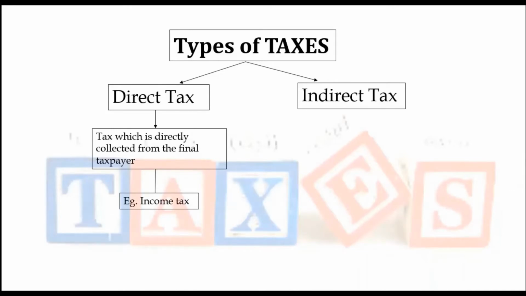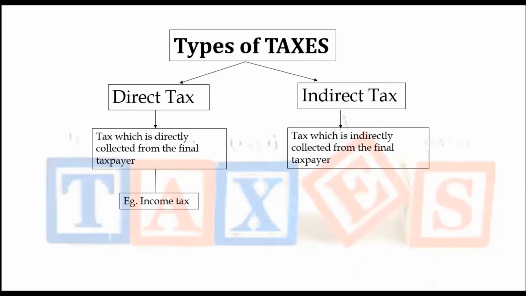Now the second tax is the indirect tax. Indirect tax means the tax which is indirectly collected from the final taxpayer. Means the final consumer will pay tax to his vendor or supplier, and then the supplier will pay the tax ultimately to the government. So it's indirectly collected from the final consumer. That is indirect tax. Example is GST. Before GST, we had service tax, we had VAT. They are the examples of it.